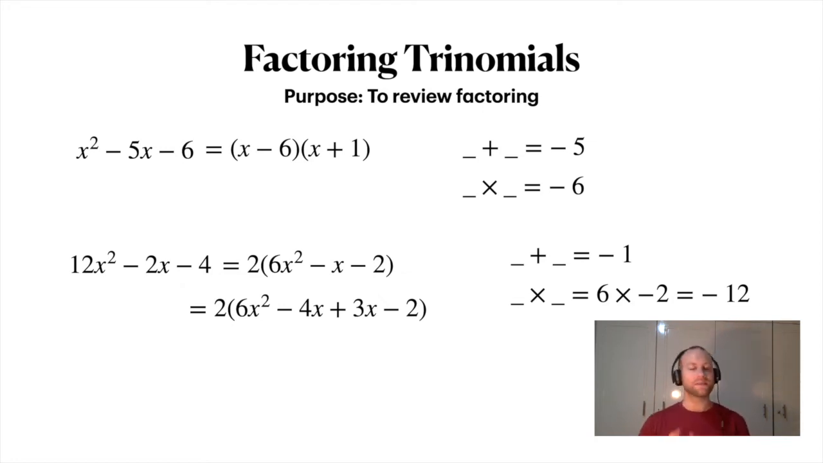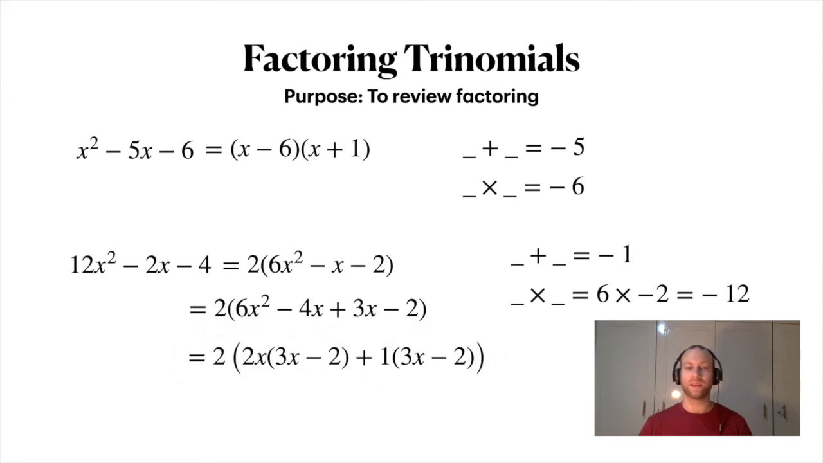Notice here I didn't just start putting things in the brackets like I did before. I actually separated that minus x in the middle into minus 4x and plus 3x. Once I've done this step, I'm now going to partially factor. So I'm going to take 6x squared minus 4x. I'm going to factor that, figure out what's the greatest common factor and take it out. And I'll do the same with 3x minus 2.